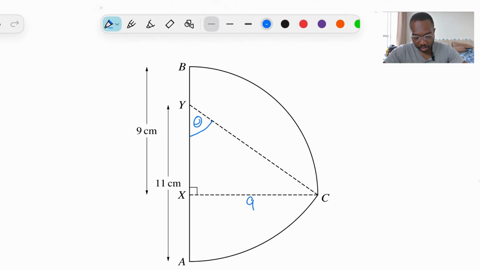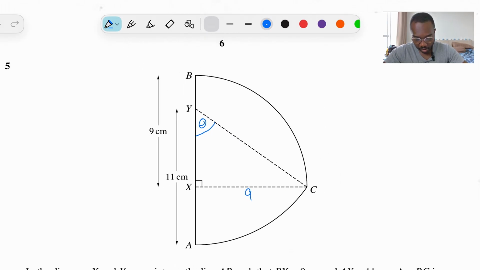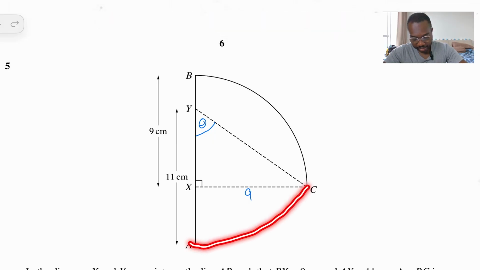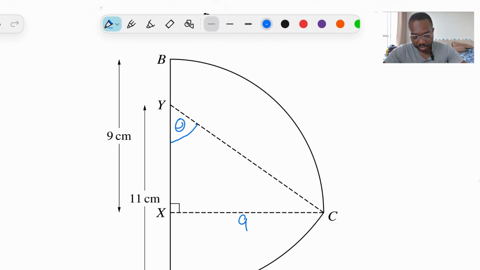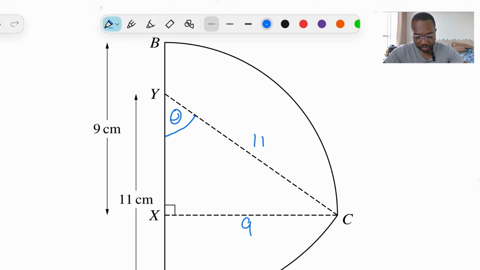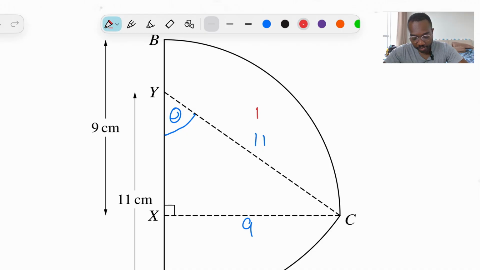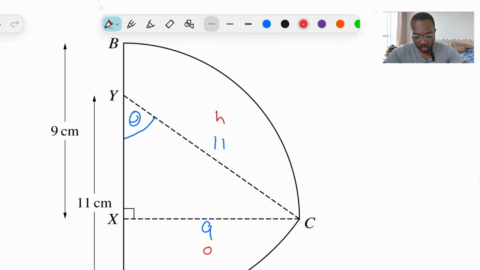And then the same with the other arc. If we have the other arc here, AC, we're told that it has the center Y, which tells me that AY must be the same as CY, because they're on the same arc and Y is the center. Therefore, if AY is 11 centimeters, that means that CY also has to be 11 centimeters. And this is a right angled triangle. So we know that this is the hypotenuse, this would be the opposite, and we can just use SOHCAHTOA now to work that out.